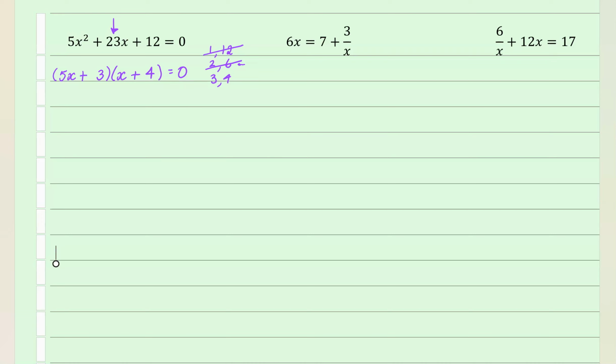So if your expanding skills are up to scratch, factorising shouldn't be too much of a bother. Now what we're solving here is 5x plus 3 equals 0. So the 3 is going to go on the other side, becomes minus, and get rid of the times by 5. You're going to divide by 5. So you get minus 3/5, and then x plus 4 equals 0. Yes, I might as well write that down. Why not? And therefore, x equals minus 4.